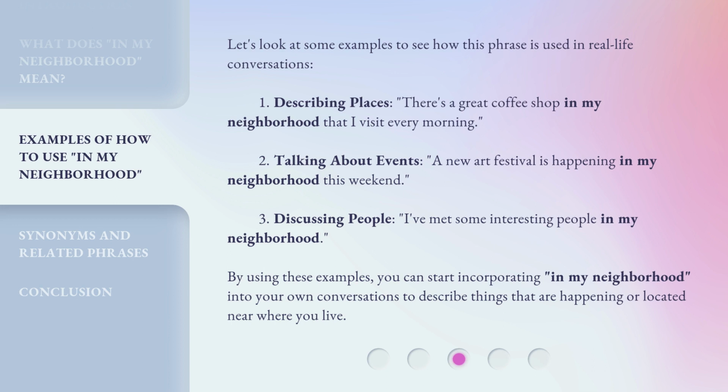Let's look at some examples to see how this phrase is used in real-life conversations. 1. Describing places. There's a great coffee shop in my neighborhood that I visit every morning. 2. Talking about events. A new art festival is happening in my neighborhood this weekend. 3. Discussing people. I've met some interesting people in my neighborhood. By using these examples, you can start incorporating "in my neighborhood" into your own conversations to describe things that are happening or located near where you live.